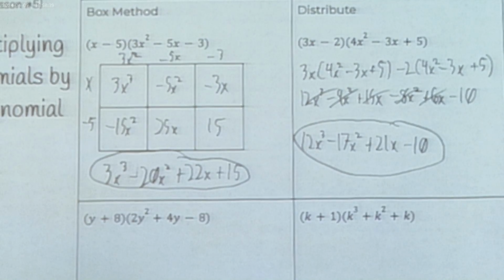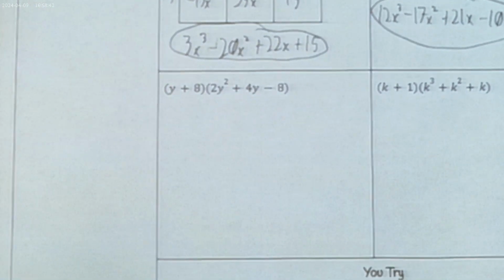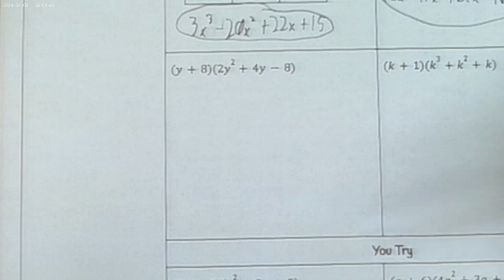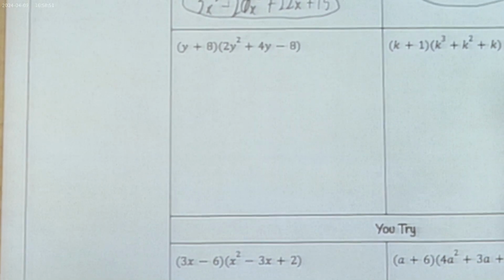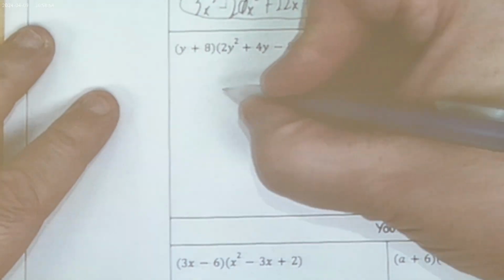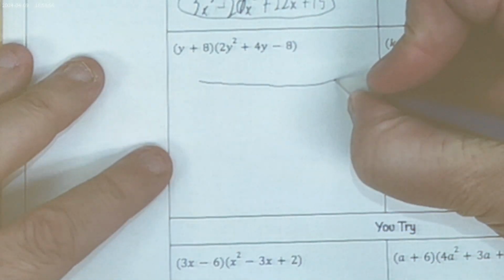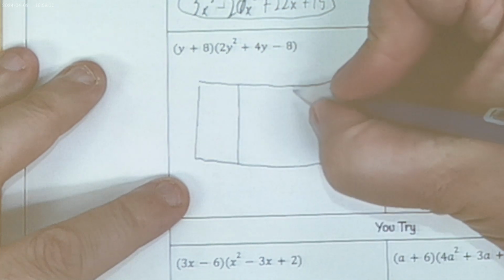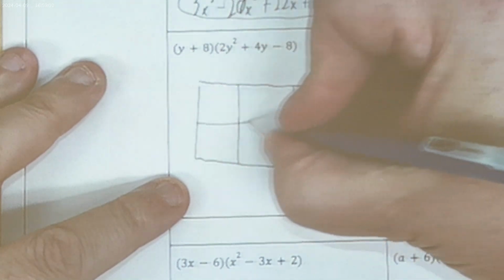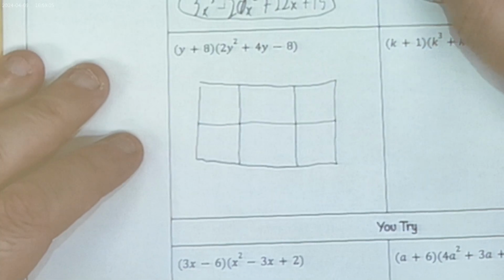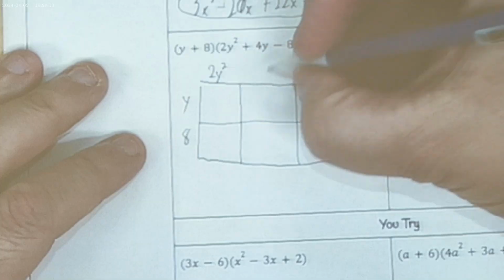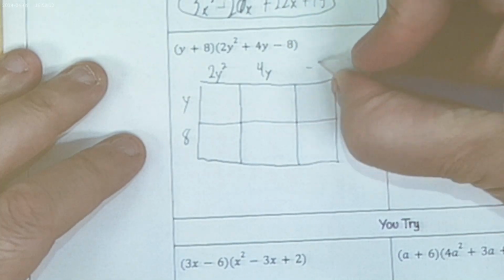Anyway, we basically only have 4 more problems, so we may as well get through them. This side I will do with the boxes. This side I will go with distributive, just the same way we've done the worksheets in the past. So, there we go. We'll do y and 8, 2y squared, 4y, negative 8.